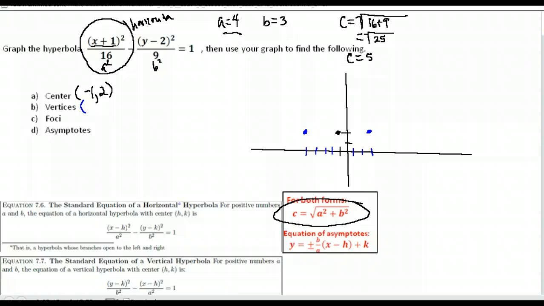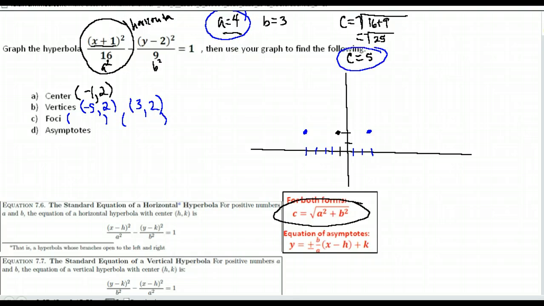So our vertices, since this is horizontal, it's going to make changes to the x-coordinate of our center. The y is going to stay at 2 when we write our vertices. The x-coordinate, we're going to add and subtract 4 from it. So -1 minus 4 would give me the point -5, 2. -1 plus 4 would give me +3. So there's my vertices.